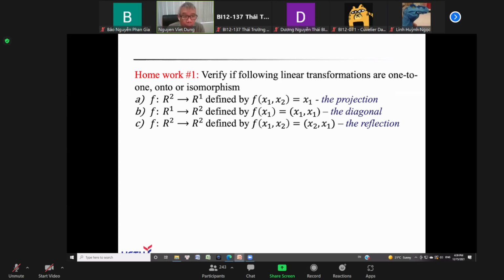For the first one, you need to verify that all three mappings are linear transformations. For the second one, you need to verify which one is one-to-one, which one is onto, and which one is an isomorphism. So that is your homework of today.